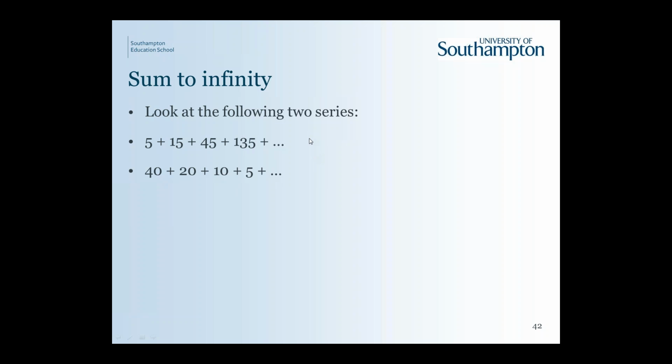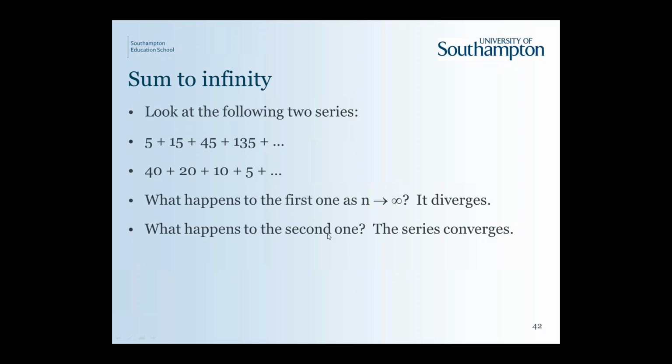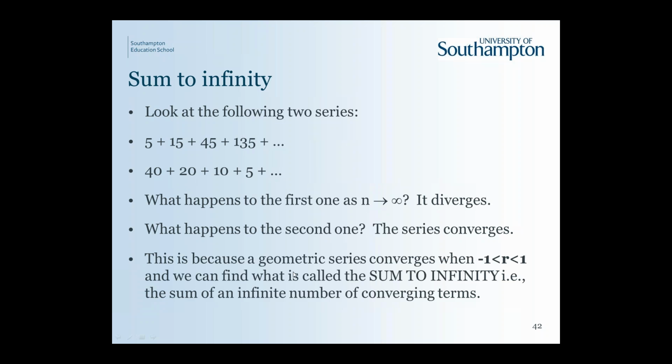So here our common ratio is 3, so it's bigger than 1. Here our common ratio is a half, less than 1. So when your common ratio is between -1 and 1, you end up with a convergent series, which means that it's going to head towards a limit. The sum to infinity is that limit. So as n tends towards infinity, the first one diverges, and with the second one it converges.